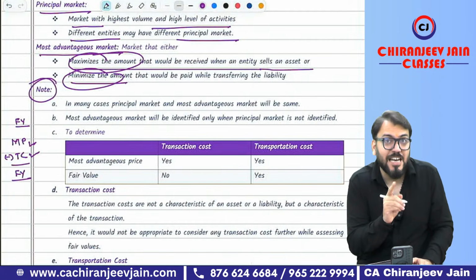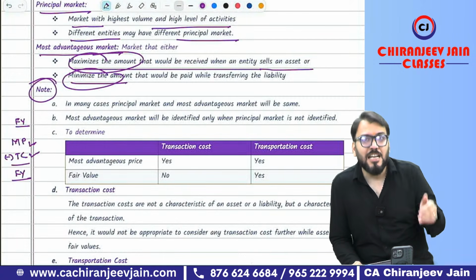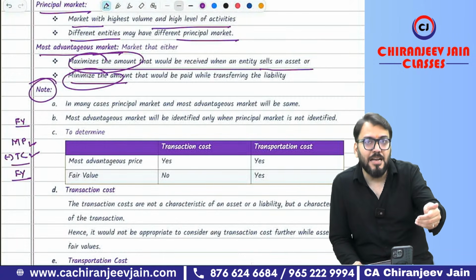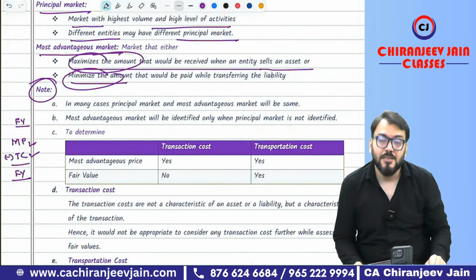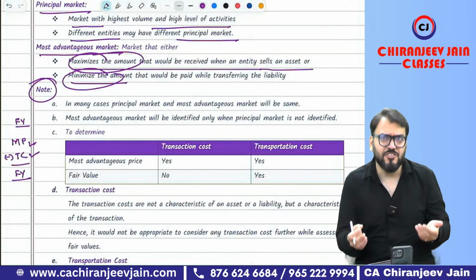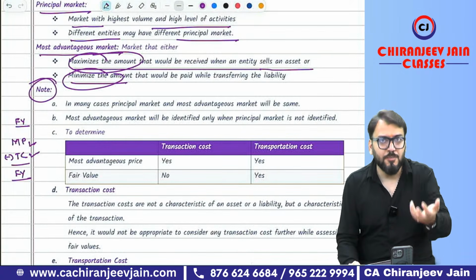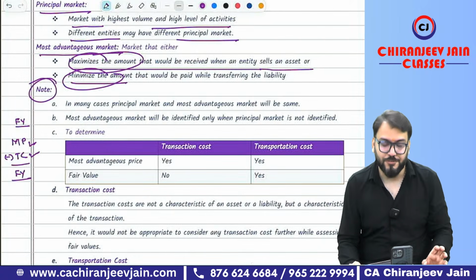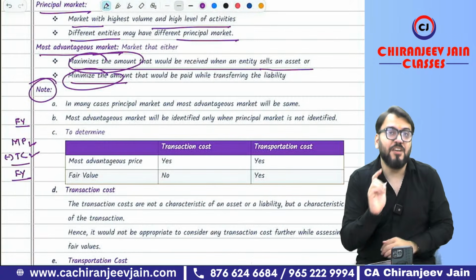From that, we will not deduct transaction cost. So what is the meaning of transportation cost and transaction cost? Transportation cost means the cost incurred to bring the asset to the relevant market. But transaction cost is related to the nature of the asset, meaning dismantling cost, removal cost. That becomes transaction cost. So transaction cost is not deducted to determine fair value.